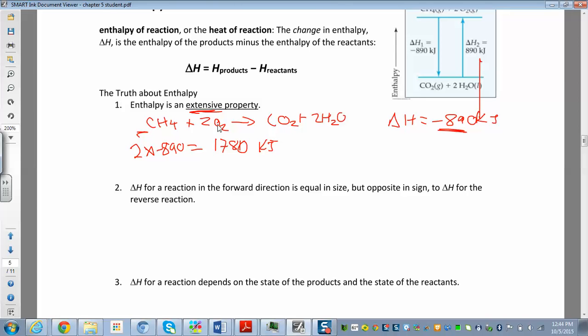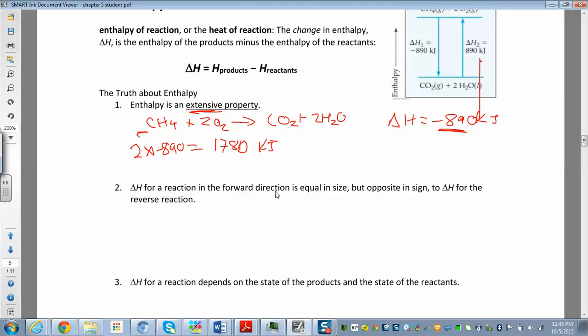So it's extensive. It depends on how much you have. And you're going to refer back to the chemical equation in order to get that data. So this is like getting a new conversion factor. You can go from heat to moles of something, and then suppose they didn't give me moles. What if they gave me grams? I can go from grams to moles, and then compare moles of methane to kilojoules, and then I can figure out how many kilojoules I would get from that. So this enthalpy is an extensive property, depends on how much you have.